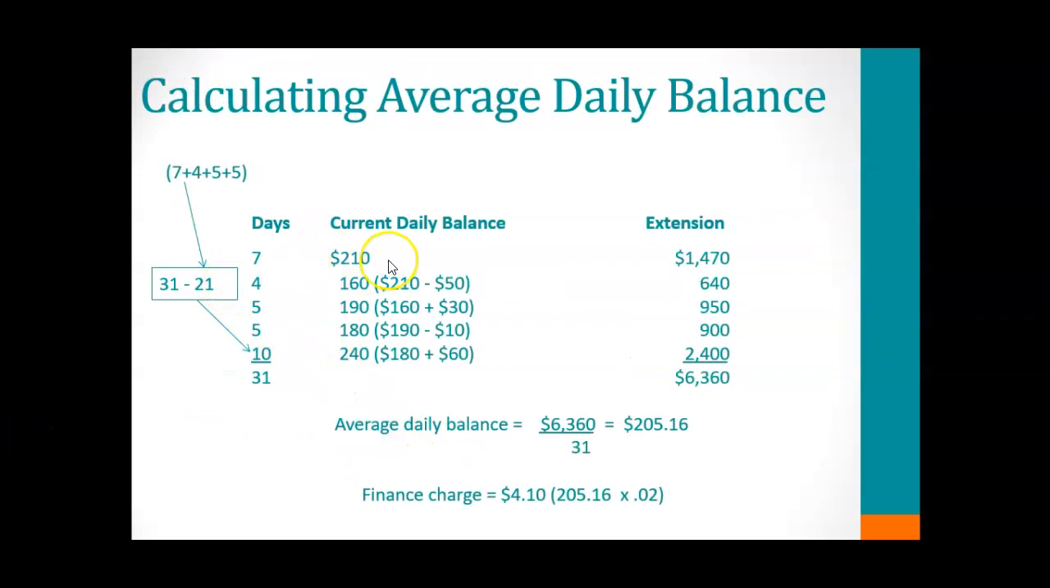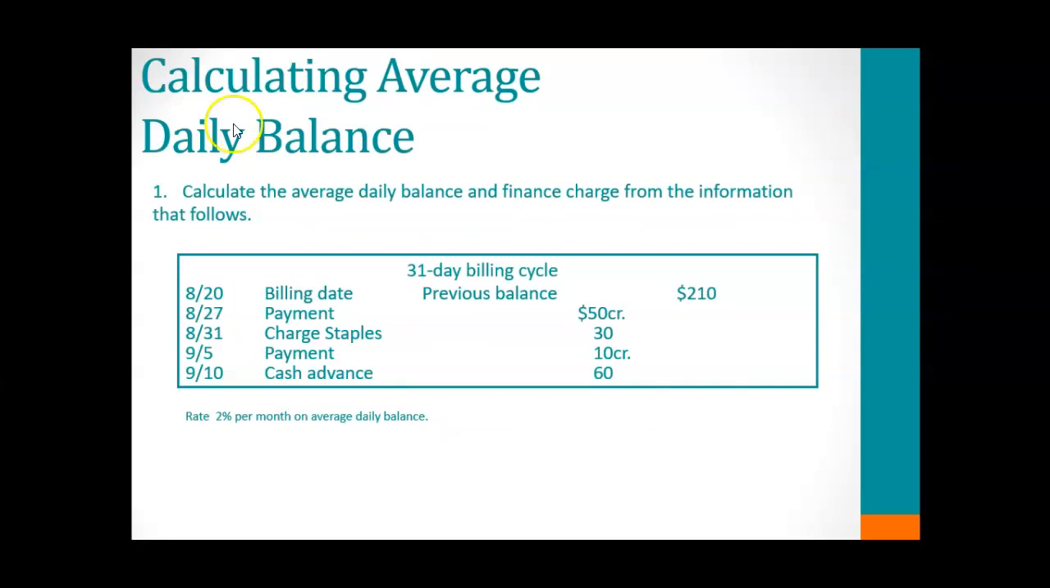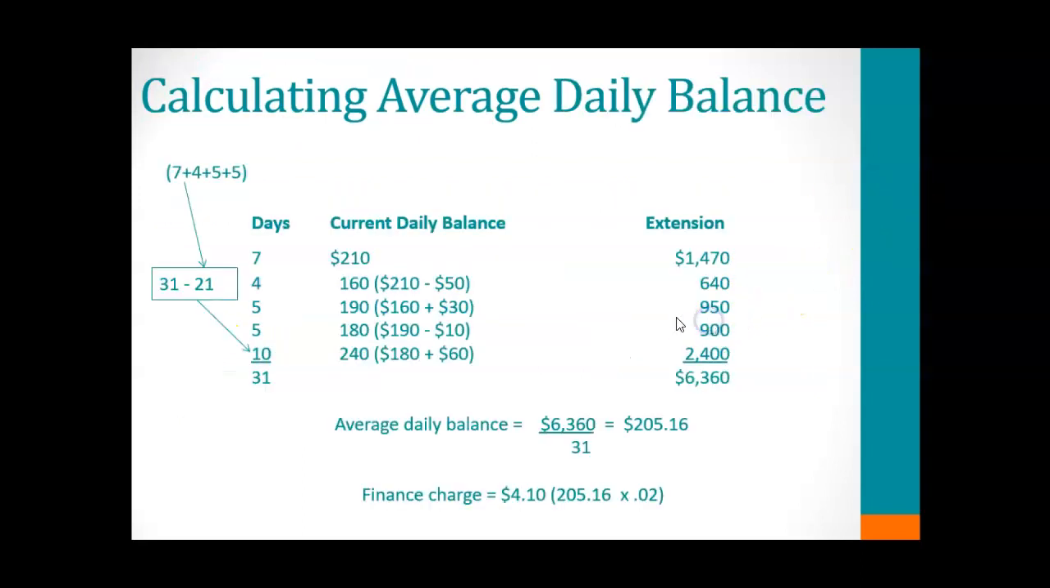So first, the 210 was the balance for 7 days. Okay, keep these days in mind. So August 20th was the billing date. You made a payment on August 27th. That's a difference of 7 days. So for 7 days, the amount owed was 210. So we'll take 7 days times the 210.